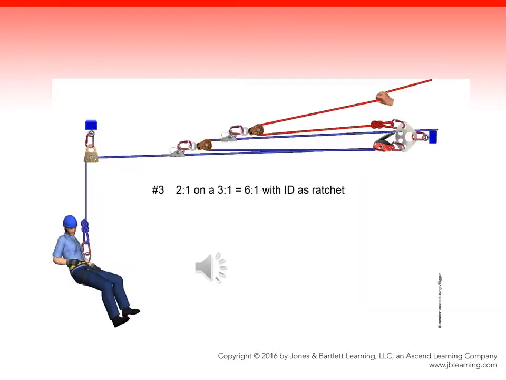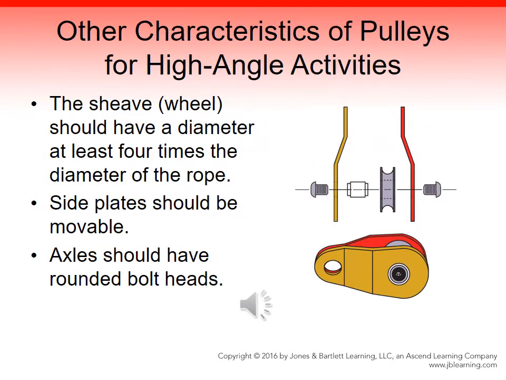Here we see several uses of pulleys in a system. Right above the rescuer, this pulley here is what we call a COD, or change of direction pulley. And then in the load system itself, we have working pulleys that create the mechanical advantage as they move. The following are other important characteristics of pulleys used in high-angle work. Ideally, the sheave, or the wheel, should have a diameter of at least 4 times the diameter of the rope. This is also known as the 4-to-1 rule.